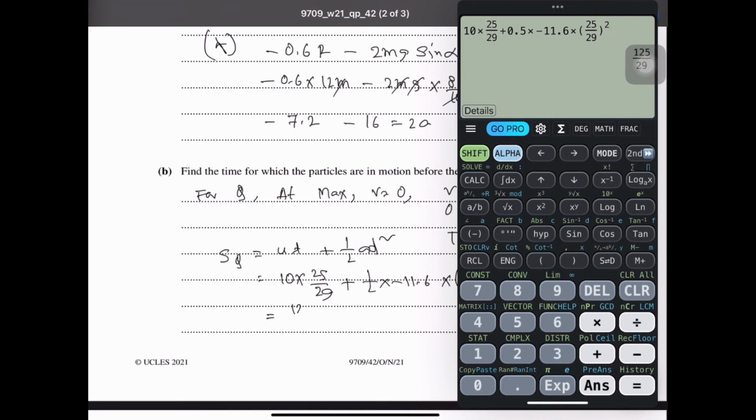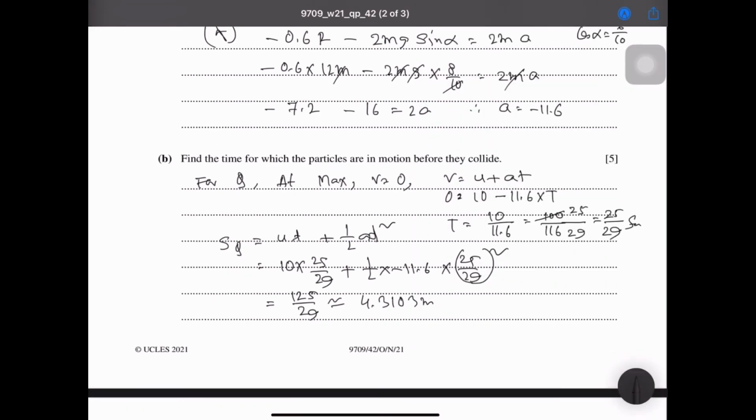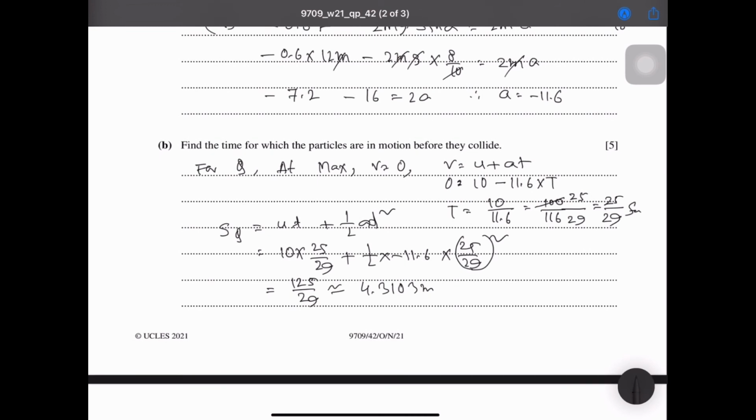125 by 29, or approximately 4.3103 meter. What distance is P covering in that given time? For this reason, we need to find the acceleration for P.